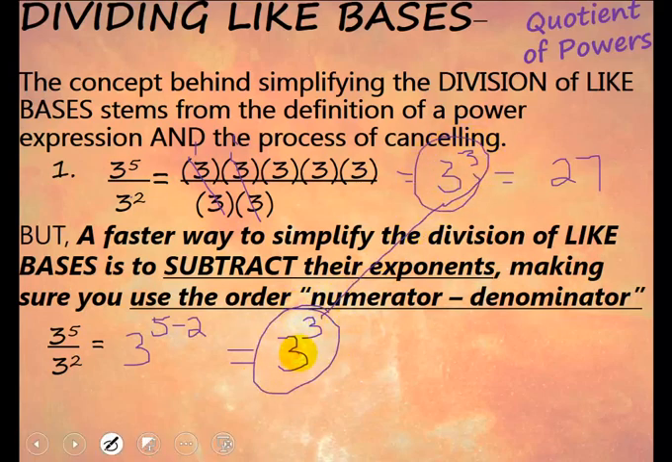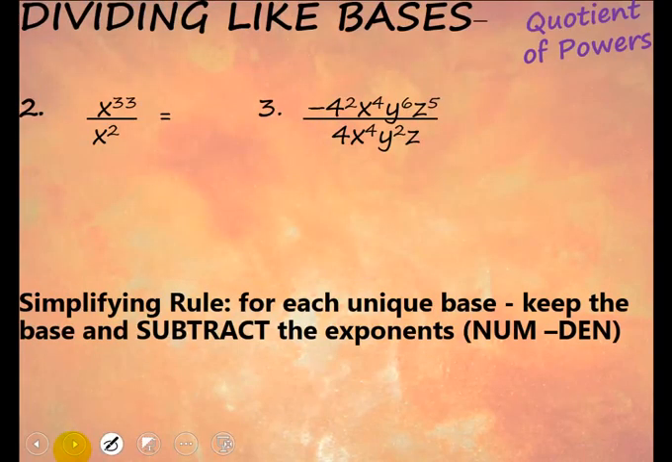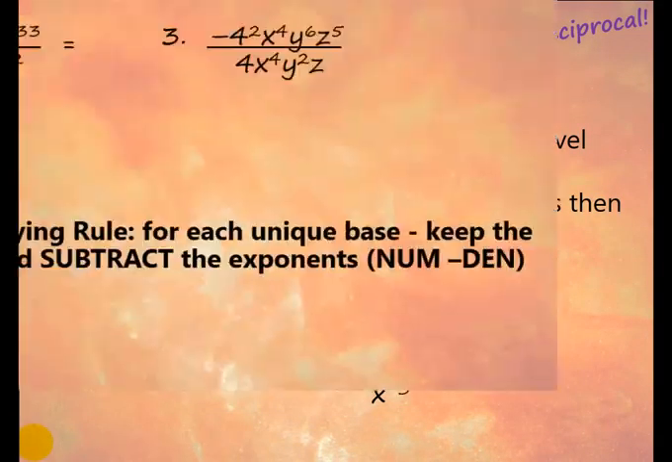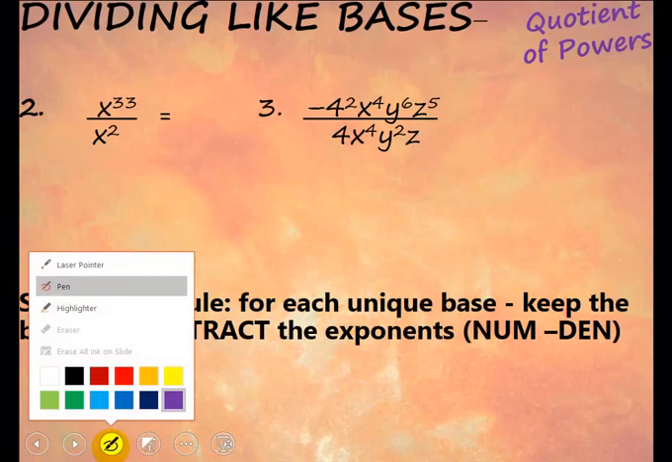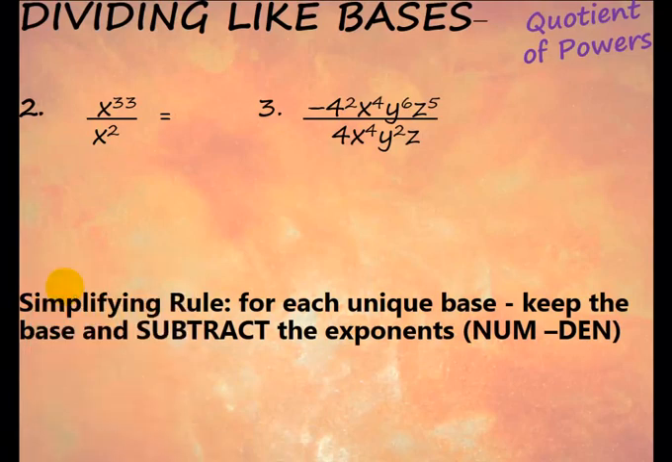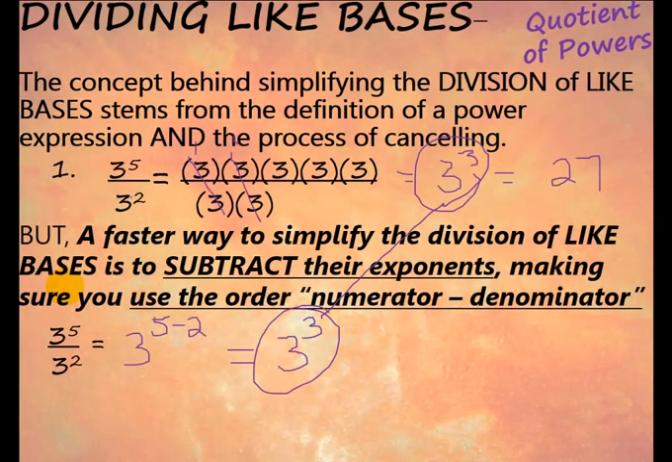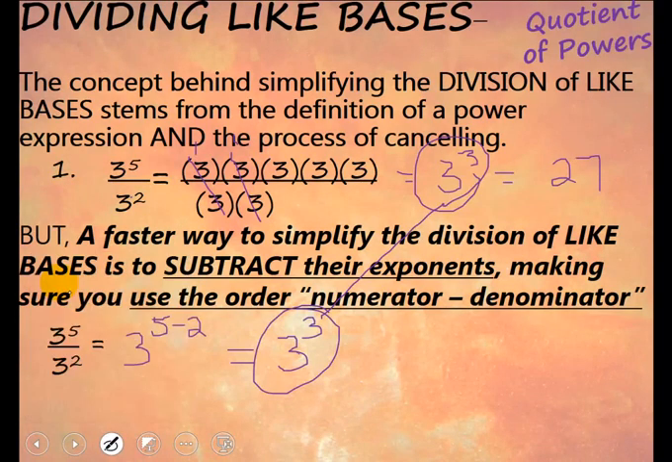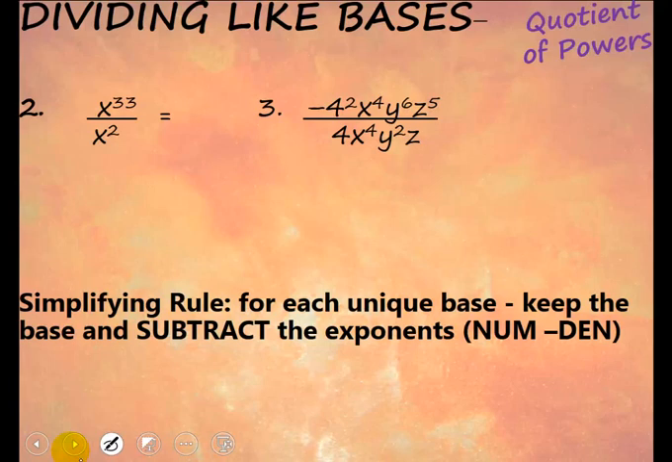All right? So let's try these. I have x to the 33 power divided by x squared. I have x to the 33 minus 2. So that's x to the 31st power. Okay, you just subtract those exponents, right?